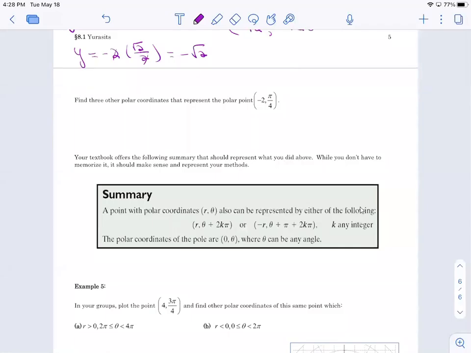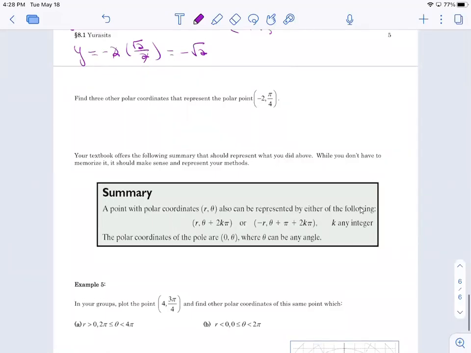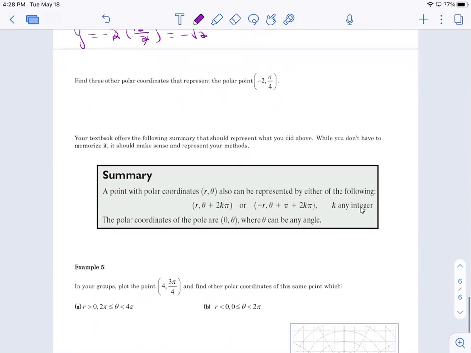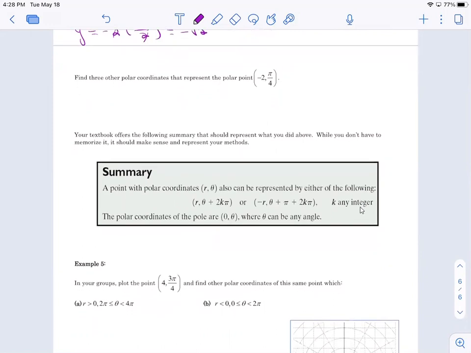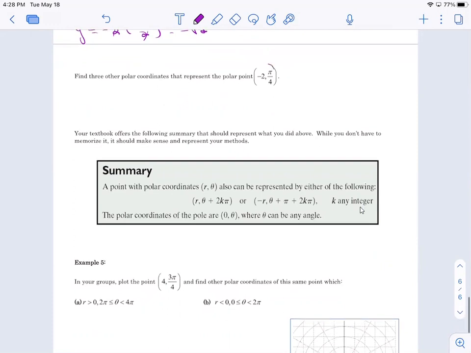All right, our last video for 8.1 is going to cover how we can find different coordinates to represent the same coordinate. Now that is the really cool thing about polar coordinates and equations. In rectangular world, if I had (1, 2), there's only one way to figure that out. You go to the right one and then you go up 2 and it gives you that location.